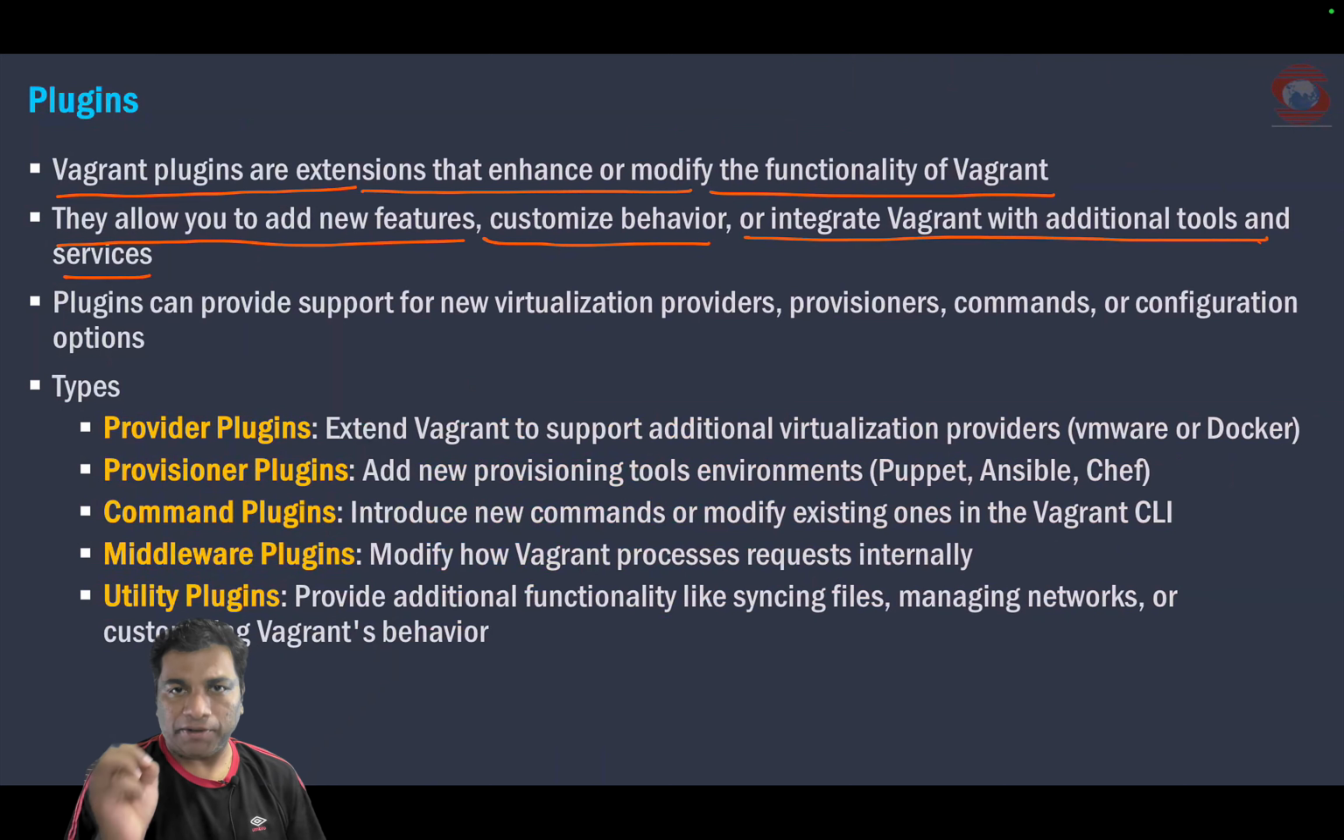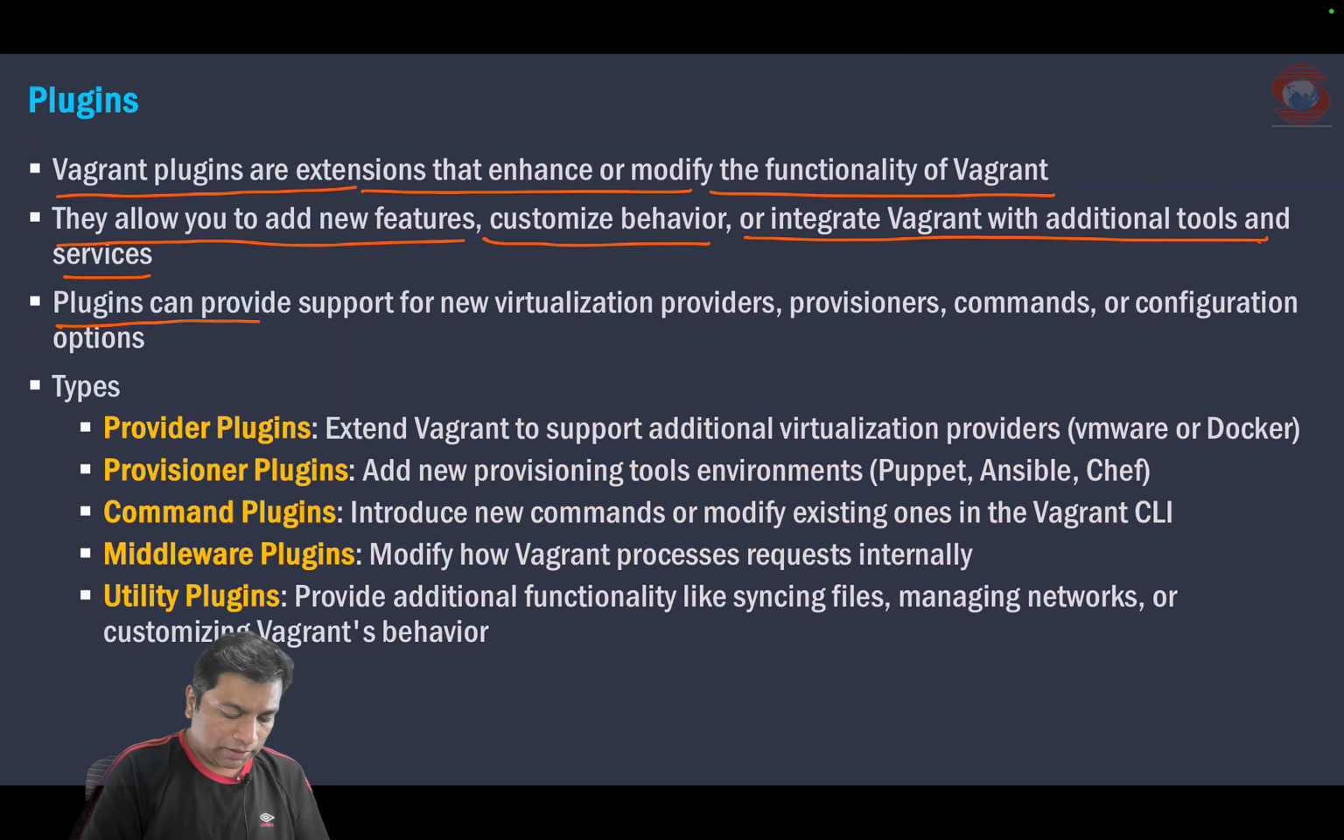Let me give a small example of it. Out of the box, Vagrant supports VirtualBox. But if I do not want to use VirtualBox, if I want to use VMware, or let's say I want to use QEMU, then how do I do this? This can be done by enhancing or extending the Vagrant functionality to support those providers using plugins.